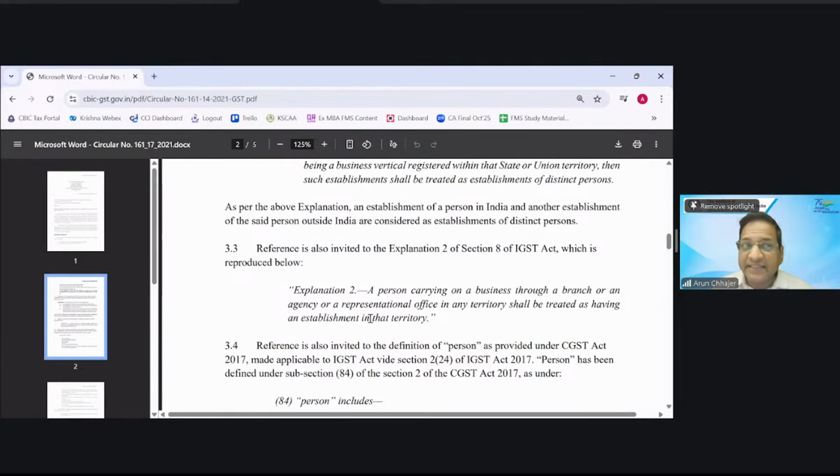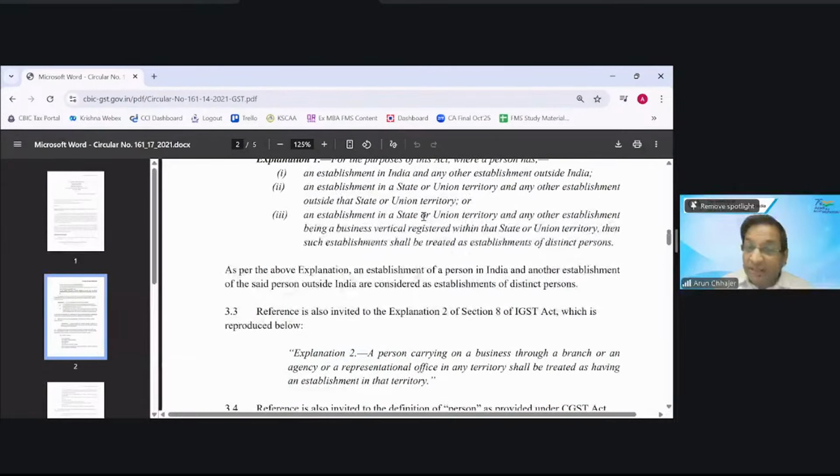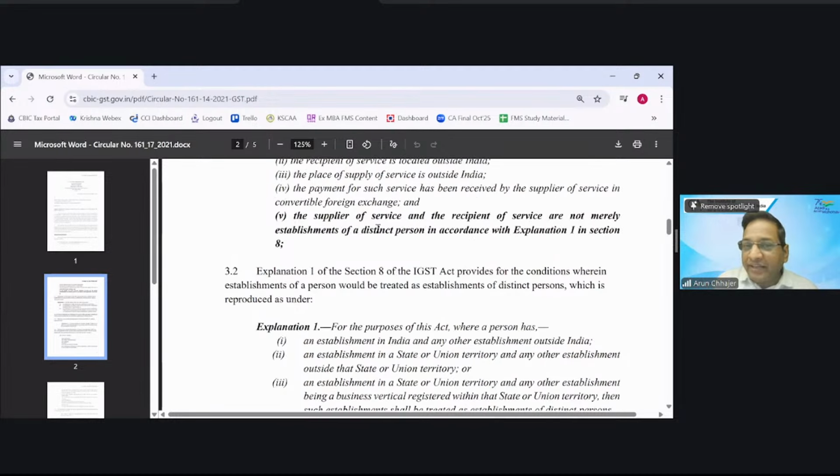Why have they been rejected? They are saying that explanation 1 says so. In that case, they will never reach explanation 2. No one had reached explanation 2 before this circular I am talking about. What they were doing was reading that fifth condition. How were they interpreting the fifth condition? They are saying that it should not be an establishment of the distinct person. And they have given the reference of explanation 1.